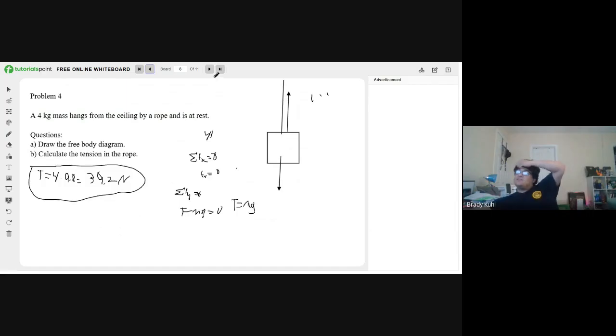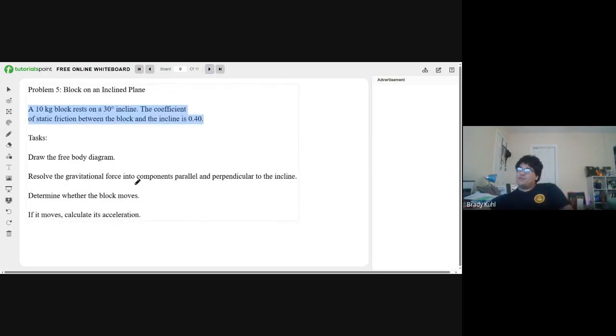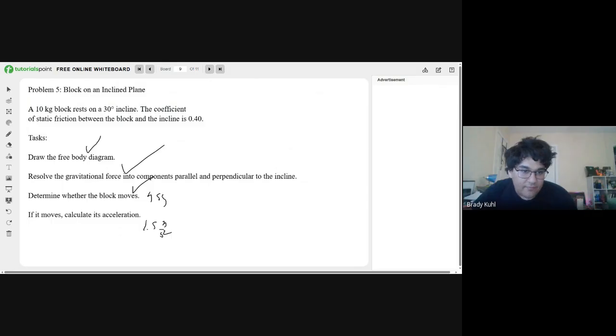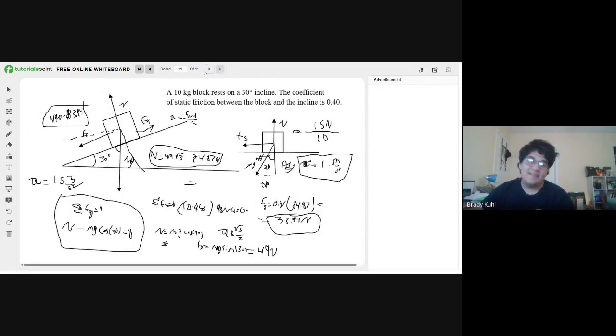We successfully answered three questions. We drew the free body diagram and put the gravitational force into parallel and perpendicular components. We know that the block moves, yes. And the acceleration is 1.5 meters per second squared. And this concludes this session of the physics.